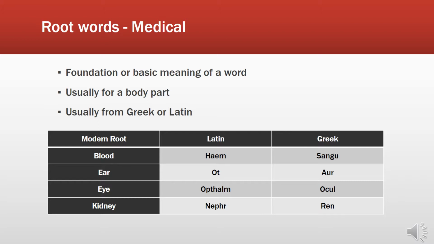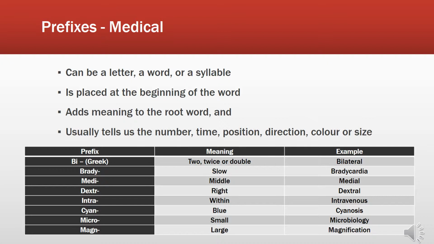And if you were looking for the hospital department that looks after your kidneys, you'd be heading to the renal department. So remember our basketballs? We use prefixes to add meaning to the root word. Most medical prefixes tell us details like number, time, position, direction, colour or size.